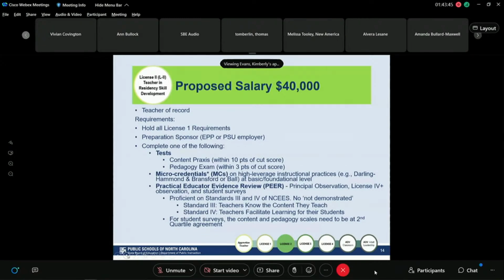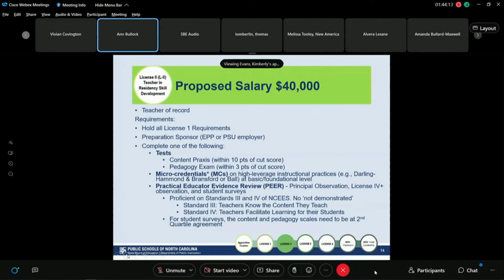So a question I have on this level is, if the micro-credentials are on high leverage instructional practices, how would that be equivalent to content? I see how it's equivalent to pedagogy. I do not see in this presentation how it is equivalent to content.